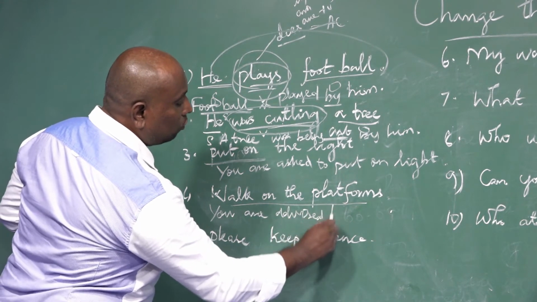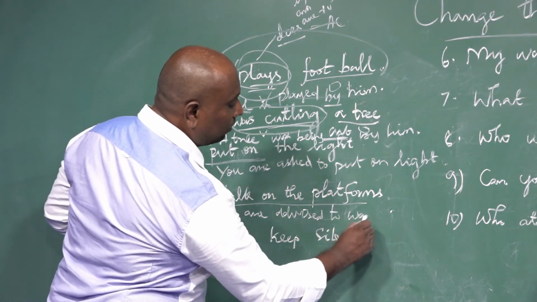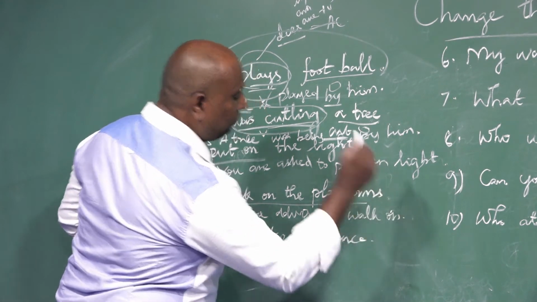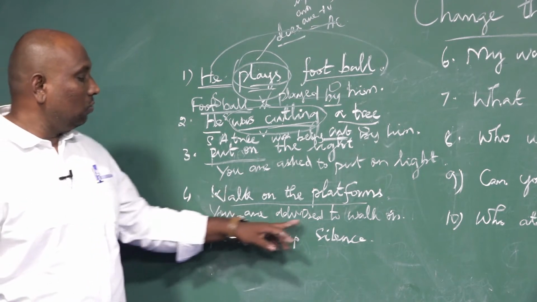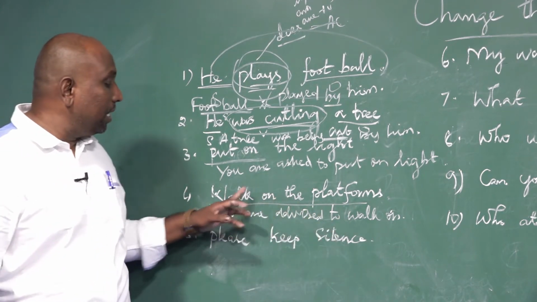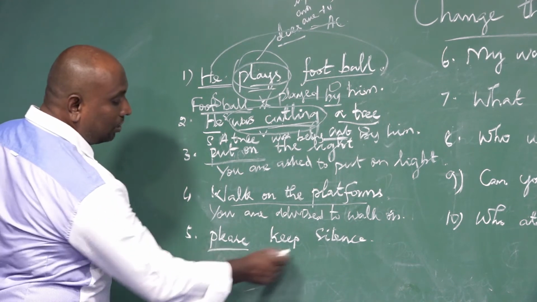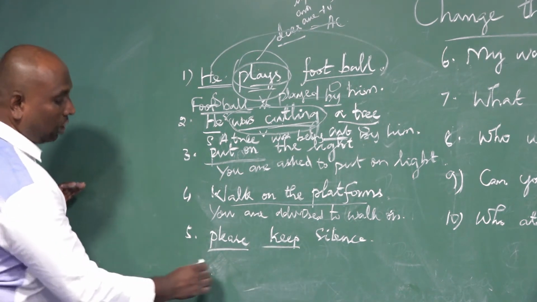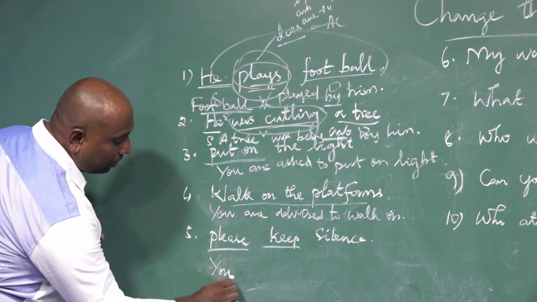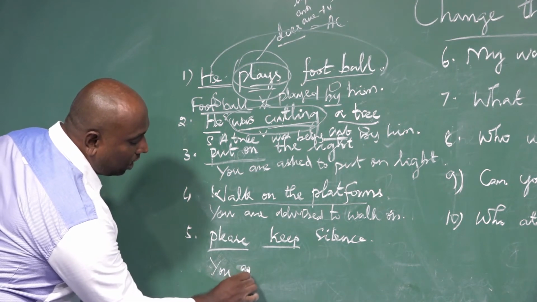You are advised to walk on platform. So this main verb should be changed as an imperative. Next, please keep silence. So this is a kind of request. So how do you have to write? You are requested.